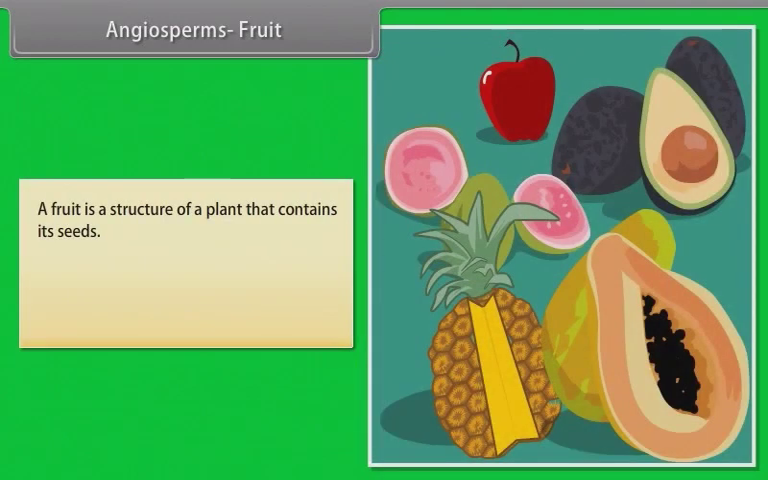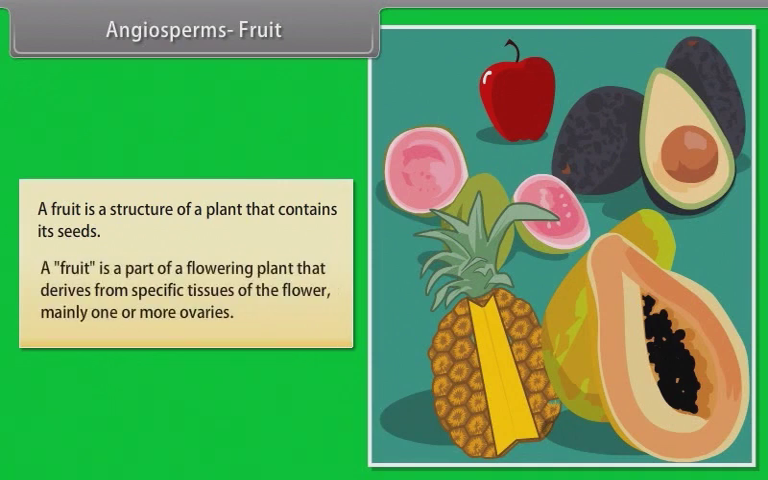Angiosperms, fruit. A fruit is a structure of a plant that contains its seeds. A fruit is a part of a flowering plant that derives from specific tissues of the flower, mainly one or more ovaries.